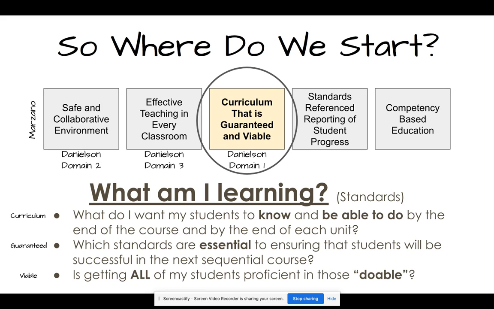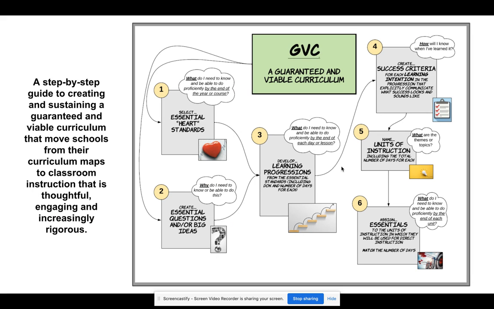And doing so really changes the way that the classroom looks if we're truly going to focus on ensuring that the kids walk out of your course proficient in those essential skills, which is going to make them successful in the next subsequent course. And it's got to be doable. And so that's going to bring us to kind of the map and where we're going to go through this.